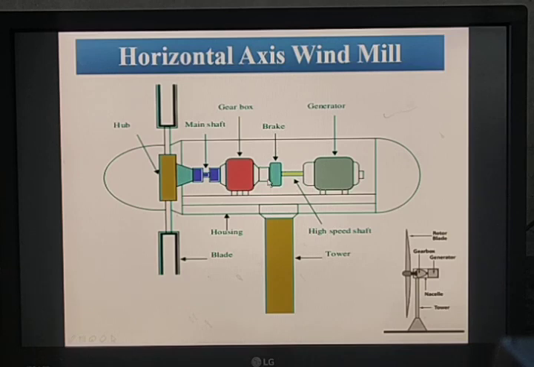With the help of the braking mechanism, whenever the load is not available, the rotating mechanism is stopped. At that time the lifetime is increased and the maintenance is also reduced. This is the horizontal axis windmill.